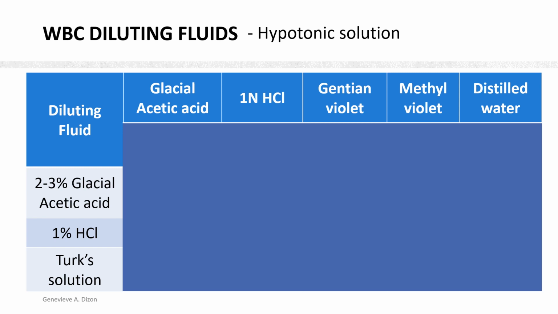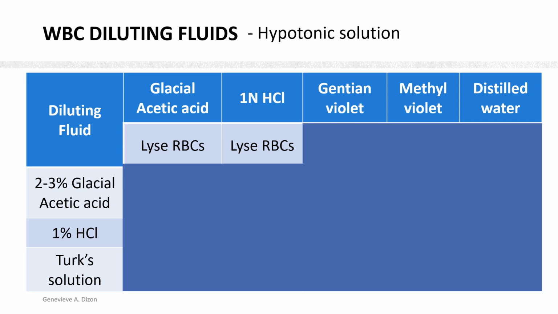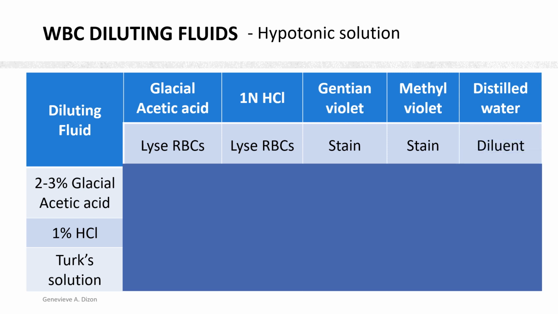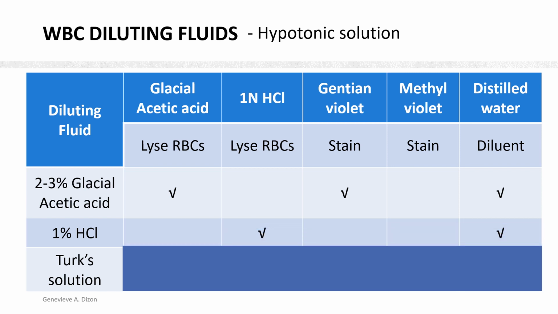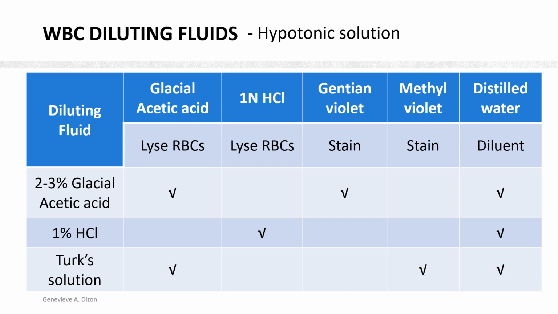Glacial acetic acid and 1 normal hydrochloric acid have the same purpose, and this is to lyse mature red blood cells. Gentian violet and methyl violet serve as stains that lightly color leukocytes, permitting easier enumeration. And distilled water is used as a diluent. 2 to 3% glacial acetic acid contains glacial acetic acid, gentian violet, and distilled water. 1% hydrochloric acid contains 1 normal hydrochloric acid and distilled water, while Turk's solution contains glacial acetic acid, methyl violet, and distilled water.